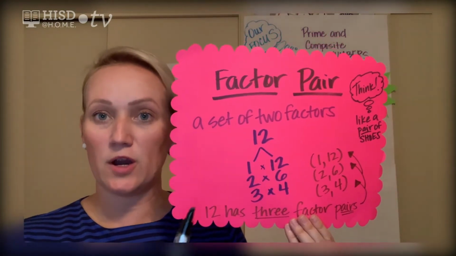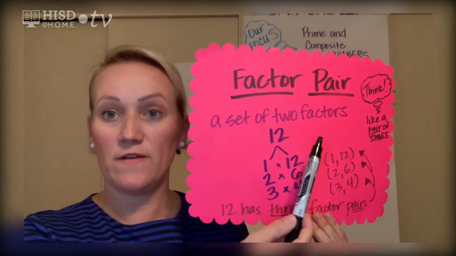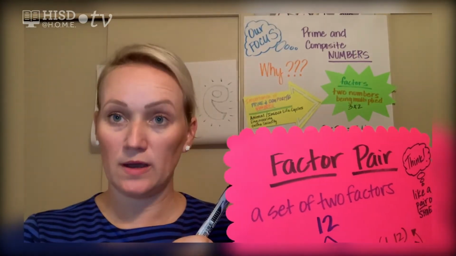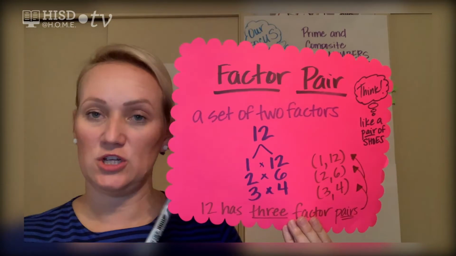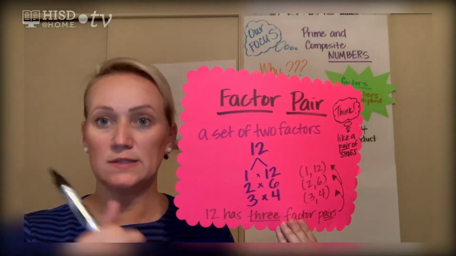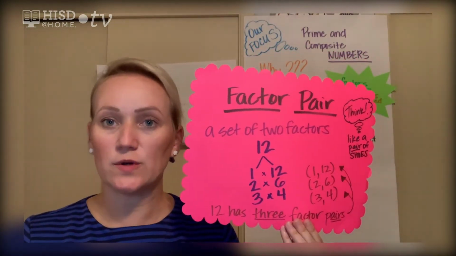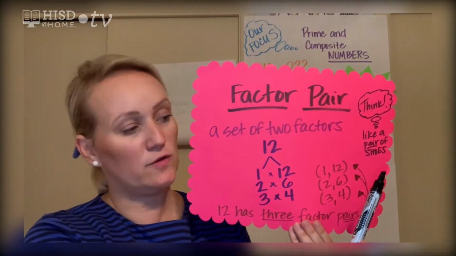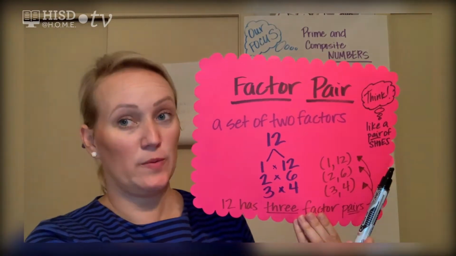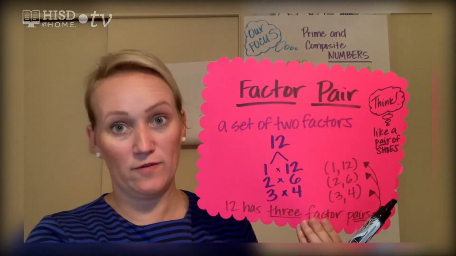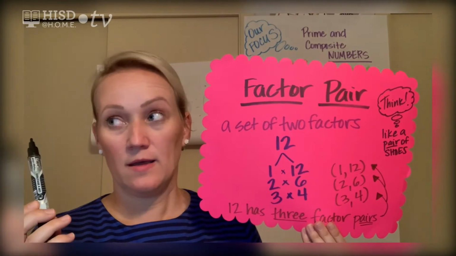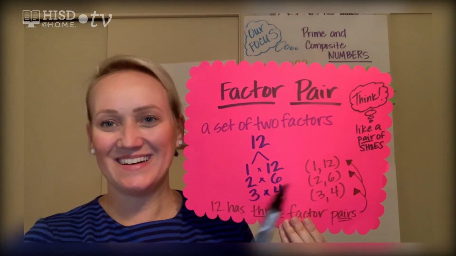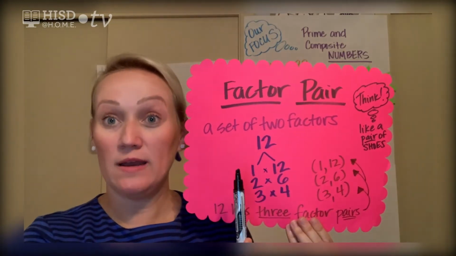A factor pair is a set of 2 factors. Remember what we just said about a factor? It's a number that's being multiplied by another. So look at my sheet. 2 factors means 2 factors, right? And that would be called a pair. I always tell students, think of it as a pair of shoes. I don't know anyone who has a pair of shoes that's more than 2, right? One for one foot, one for the other. Unless you have 3 or 4 legs, your shoes come in pairs, right? So a factor pair is one number multiplied by another.